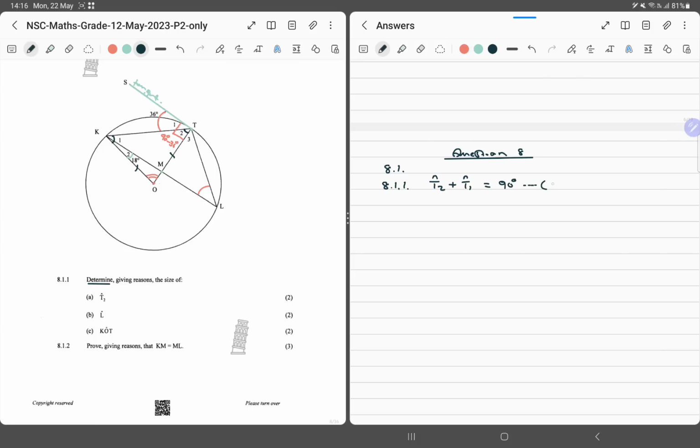We know that the radius is always perpendicular to the tangent. So this implies that T2 plus T1, and we know T1 is 36 degrees, is 90 degrees, therefore T2. We're just trying to be a bit complete here. Don't want to be weak, people.